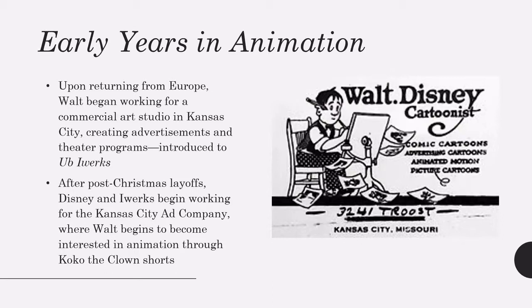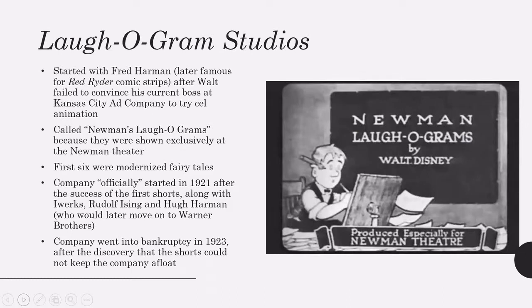After Christmas of that year in 1918, the company starts laying people off, and Disney and Iwerks go to work for the Kansas City Ad Company, where he becomes interested in animation when he sees Coco the Clown shorts, which were created by the Fleischer brothers. At this time, he decides that he wants to convince his current boss to try something called cel animation. And we're going to talk about the difference between cutout and cel animation in just a minute. And he decides to start his own company because his boss won't try animation like this.